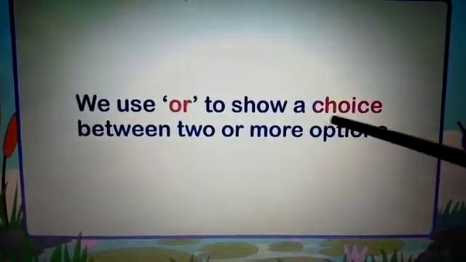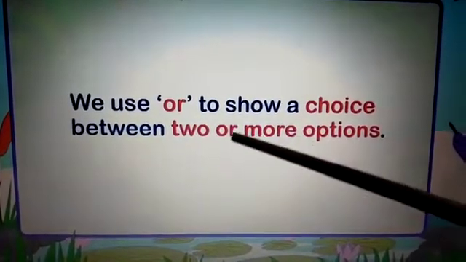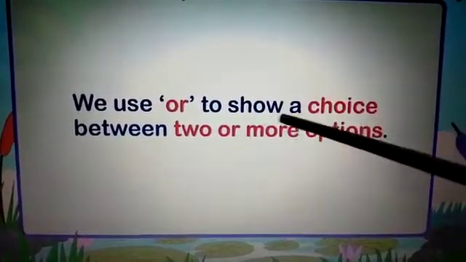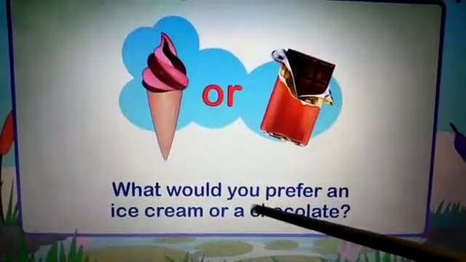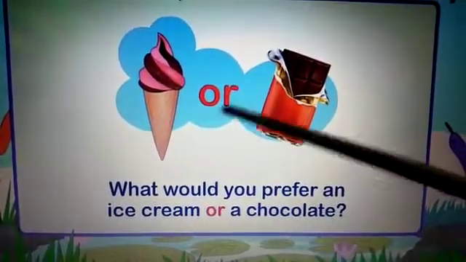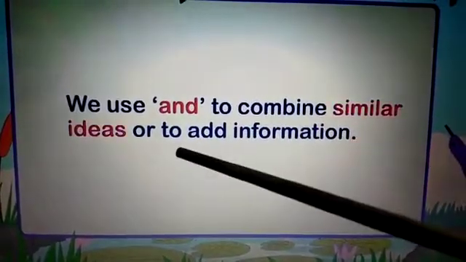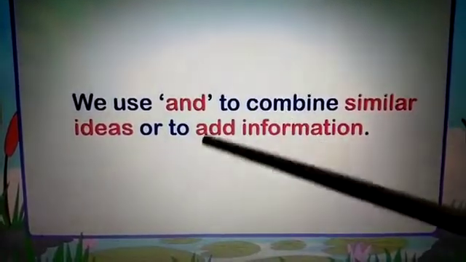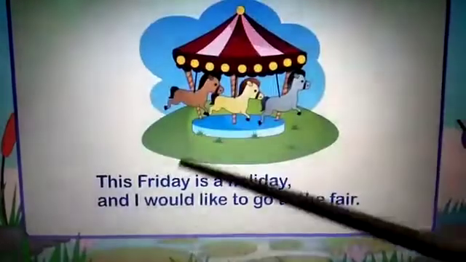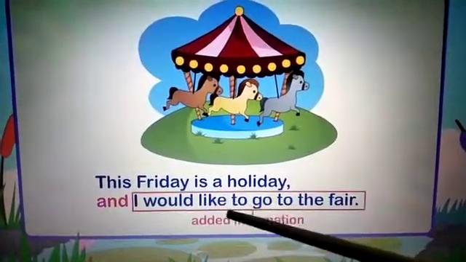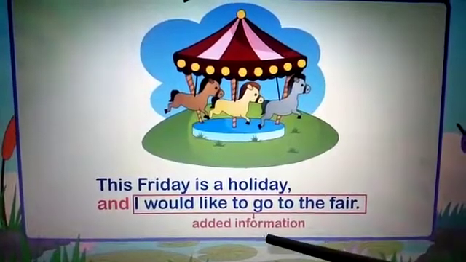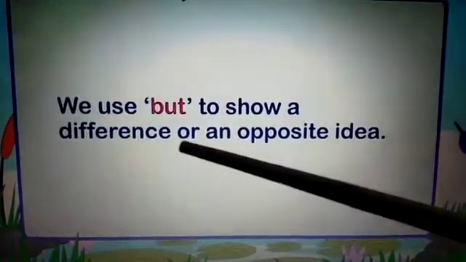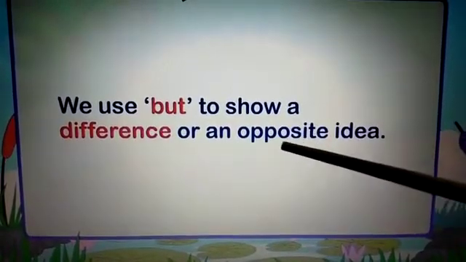We use or to show a choice between two or more options. When we show choice, what do we use? Or. What would you prefer, an ice cream or a chocolate? We are giving choices. We use and to combine similar ideas or to add information. Here is an example. This Friday is a holiday and I would like to go to the fair. Added information. We use but to show a difference or an opposite idea.